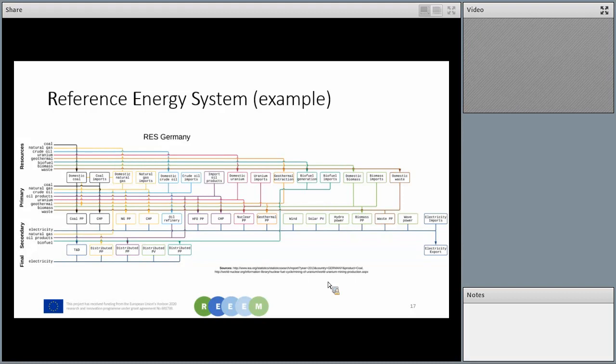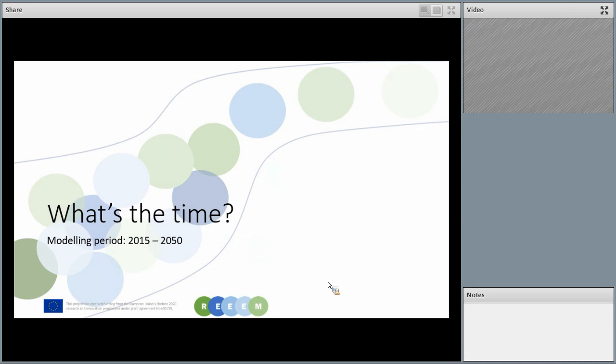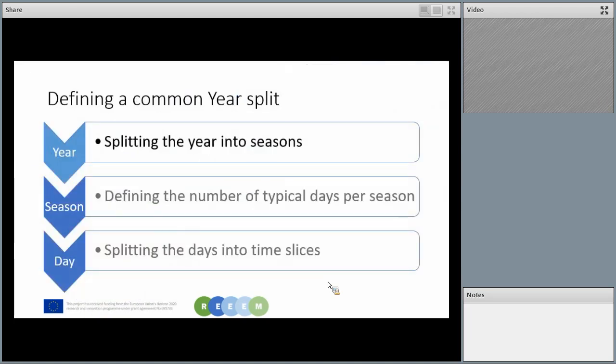The key decision or design aspect for long-term energy planning models is the definition of time. Firstly, in OSeMOSYS, we are looking at the time period 2015 to 2050, so 36 years. But furthermore, for each year, time steps need to be defined. And for this, we use the approach shown here. So first, the year was split into seasons. Afterwards, the seasons were analyzed, to see how many typical days there should be per season, and those days were then split into time slices per day.